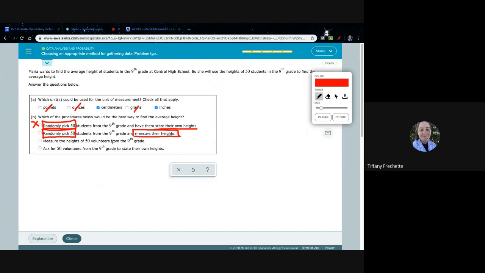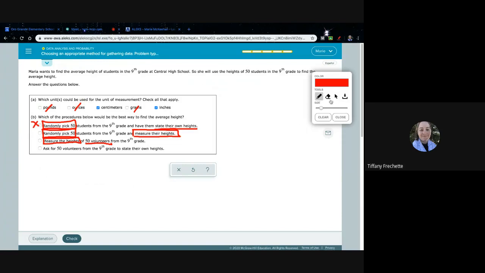Measure the heights of 50 volunteers. So I like measuring the heights. We already said I like that one. 50 volunteers, I don't like volunteers. 50 is good, but people volunteering tend to have a better view of whatever it is you're surveying. Students that are maybe very tall or very short, kind of sensitive about their height, may not volunteer because they don't want people to know how tall they are, or something along those lines.